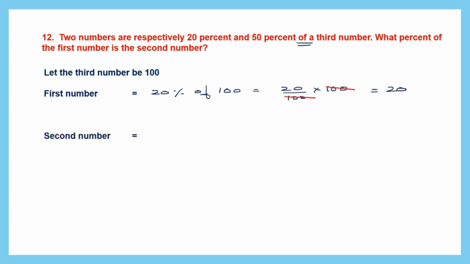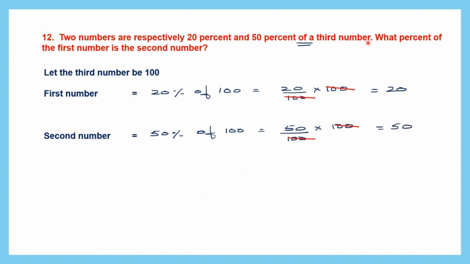Now the second number is 50% of the third number. So 50% of the third number, which is 100. So 50% is 50 by 100. Of is into and multiply by 100. Now we can cancel the hundreds and what is left is 50. So we have the first number and the second number.